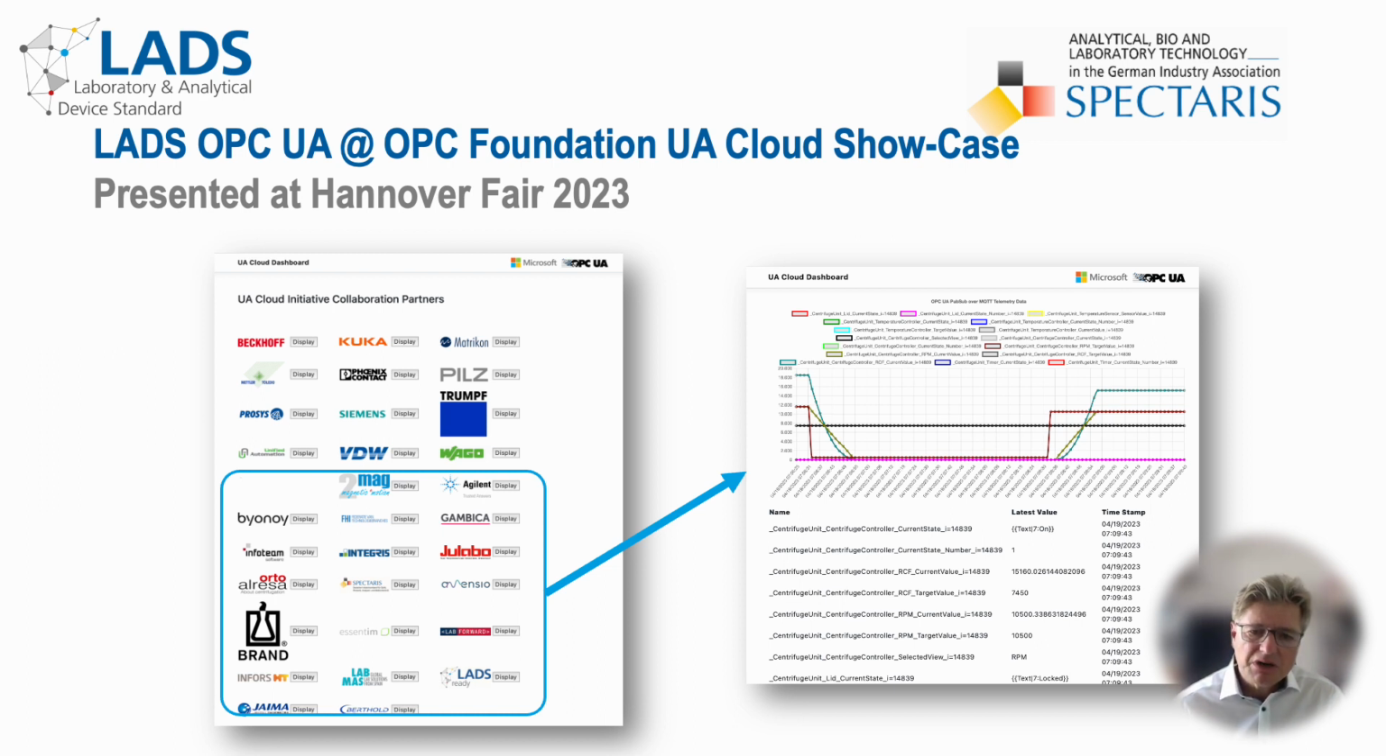Some integrated OPC UA PubSub directly into their device software. Others utilized UA Cloud Publisher as edge gateway to push data to the cloud. In the end, we were happy to populate the OPC UA Cloud dashboard presented at Hanover Fair with live data from our laboratory and analytical devices.